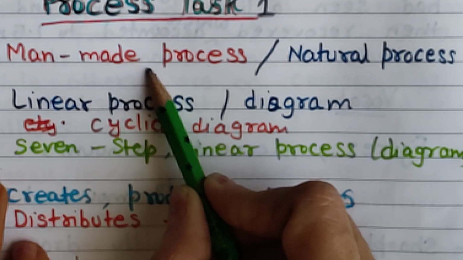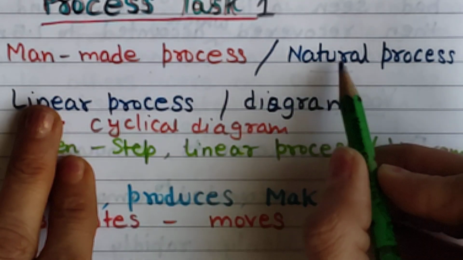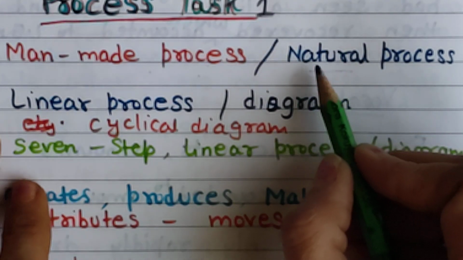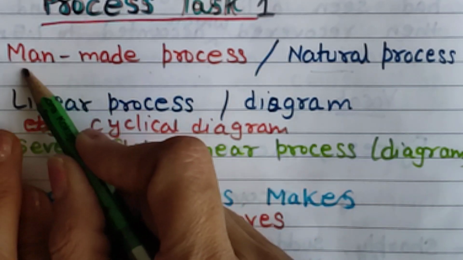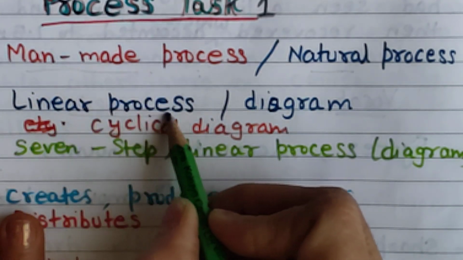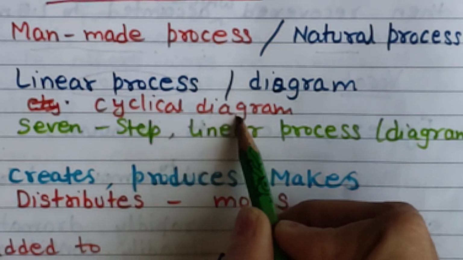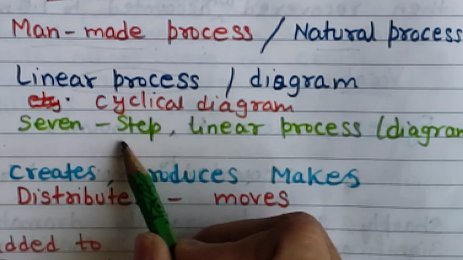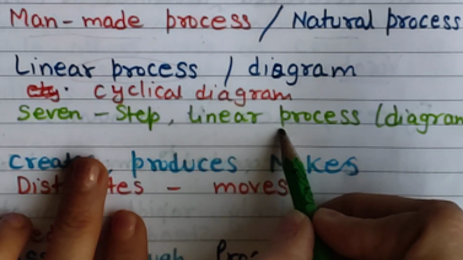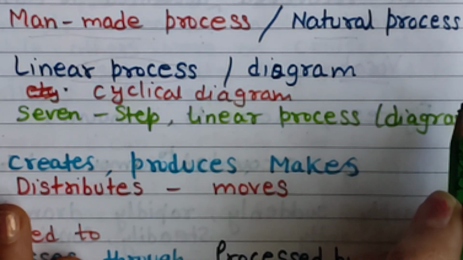So man-made process, yes, of course this is a man-made process. A natural process, as you know, is the life cycle of a frog or the life cycle of any other animal, and all that is natural. So here we have a man-made process. Linear process means this is an in-line diagram. There is also a cyclical diagram, and 7-step. We can use the words 7-step, 5-step linear process in the answer.